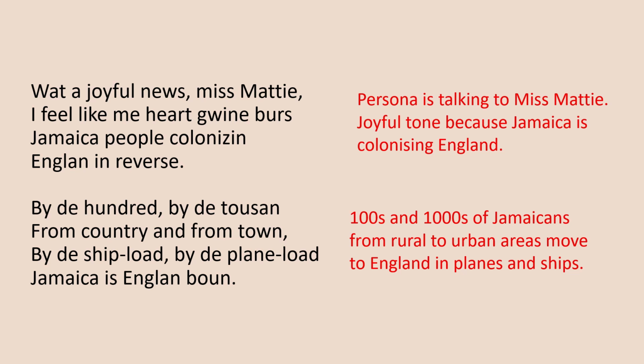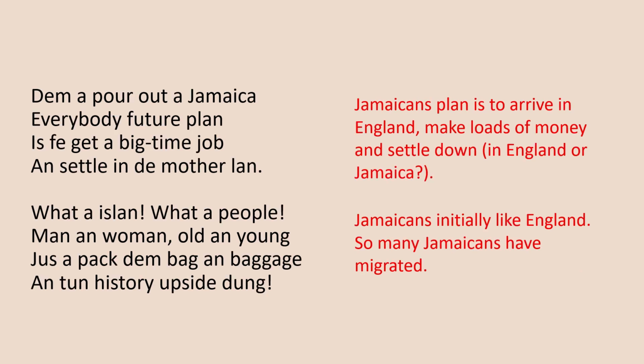So there's hundreds and thousands of Jamaicans from rural and urban areas all around Jamaica. They're going to England on planes and ships. In stanza 3, the Jamaicans' plan is to arrive in England, make loads of money, and then settle down. It says settle down in the motherland.